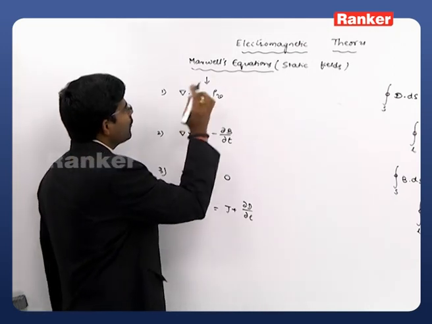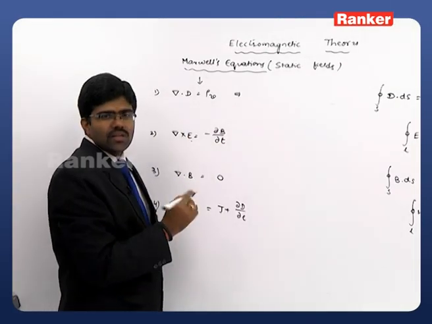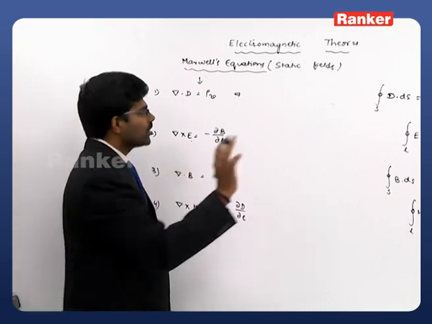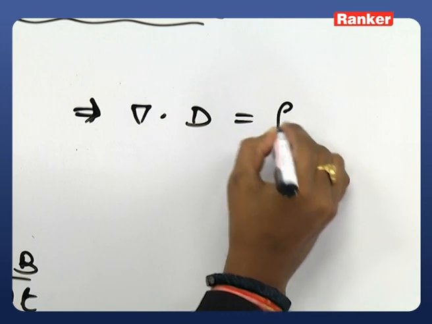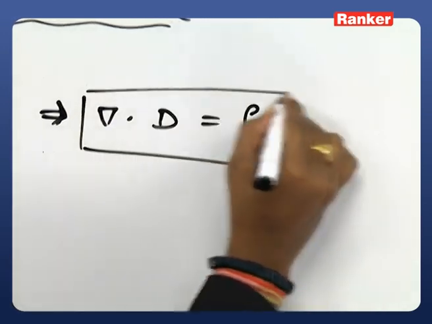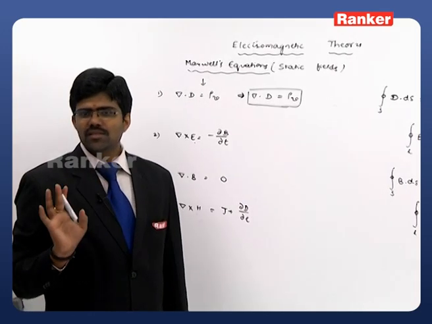So just observe the first one. The first one will be modified. Del dot D is equal to rho v. There is no time varying term here. So as it is, we are supposed to write del dot D is equal to rho v. This is the equation we are supposed to remember for static fields also. There is no change in this equation.